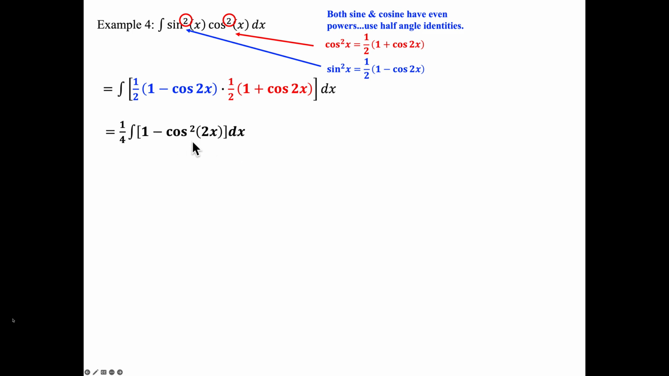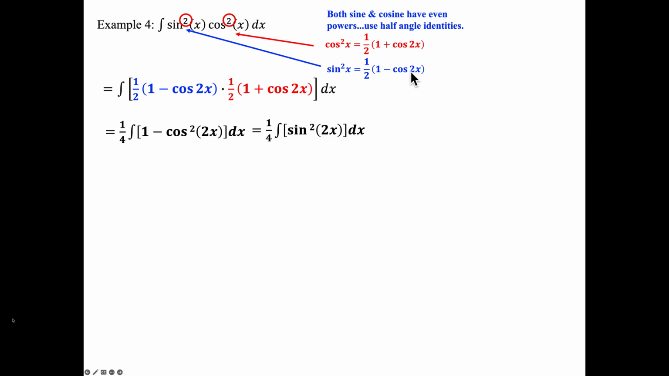Well, wait a minute. That's a Pythagorean identity. You cannot integrate cosine squared. So let's change this to sine squared of 2x. I know you can't integrate that either. So let's bring the 1/2 times 1 minus cosine of 2x back down here.